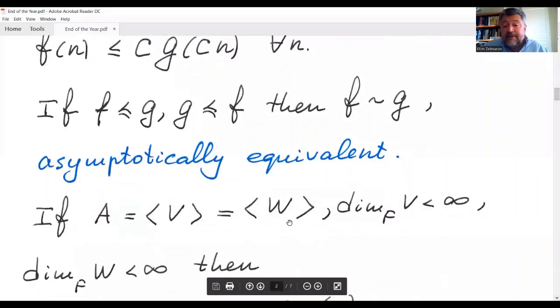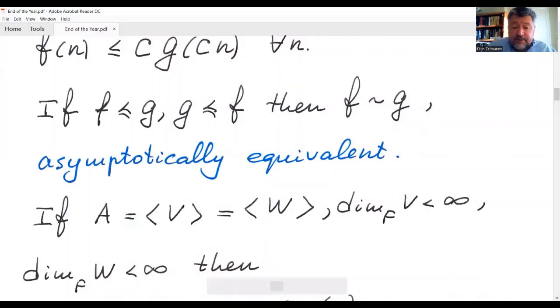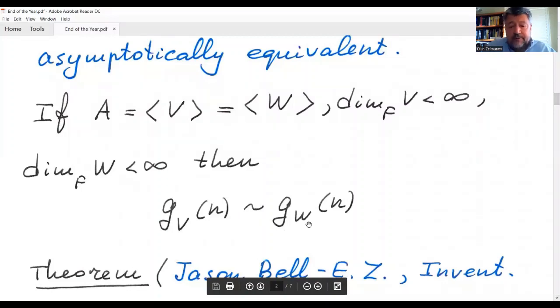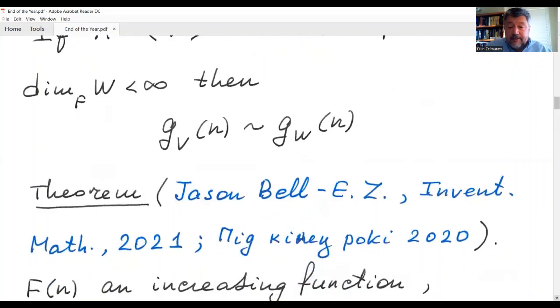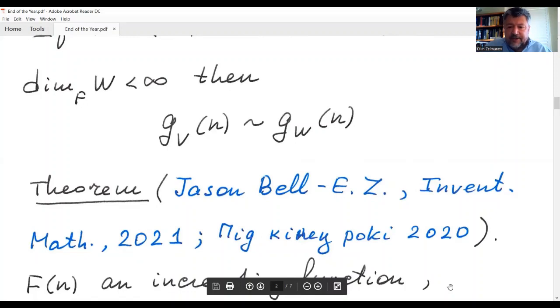Now, if V and W are two generating subspaces, then the growth functions with respect to these subspaces are asymptotically equivalent. So the growth of an algebra is a class of equivalence with respect to asymptotic equivalence. Recently, last year, in a joint paper with Jason Bell, we described the class of functions that, up to asymptotic equivalence, appear as growth functions of finitely generated associative algebras, and the same class appears as the class of functions of finitely generated semigroups or even hereditary formal languages.